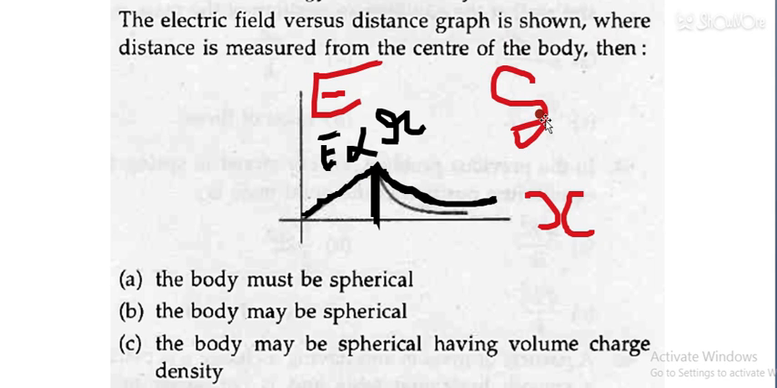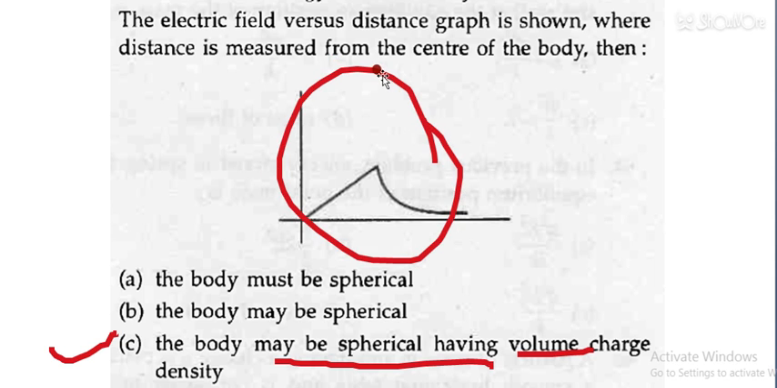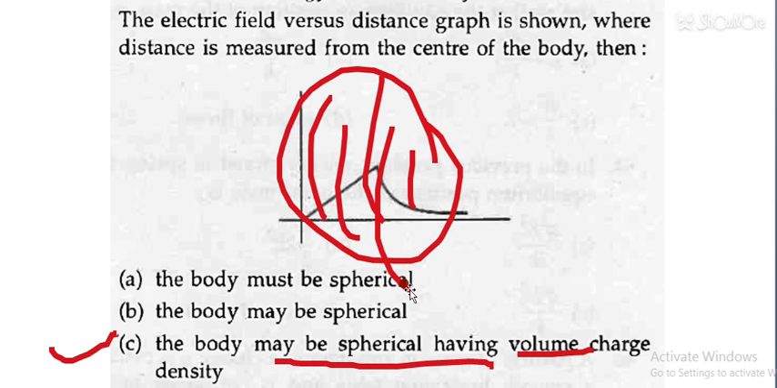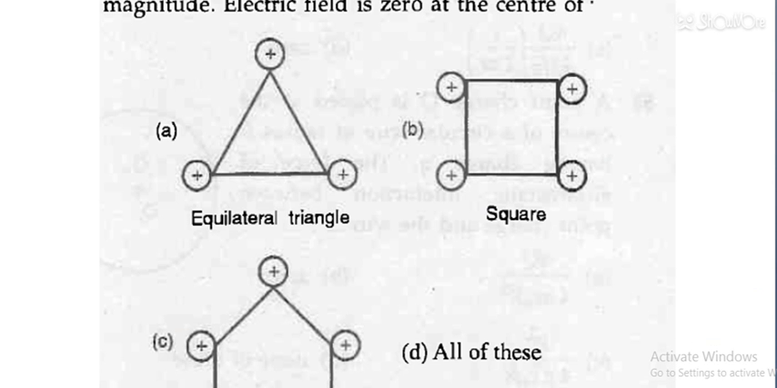So that means this is the graph of a solid sphere. For the solid sphere, the body may be spherical. A body may be spherical having volume charge density. So this will be the right answer, because only in the case of a solid sphere is there volume charge density, due to which option C will be the right answer for the given question. So I hope the first three questions are clear to you. Now moving to the next question.